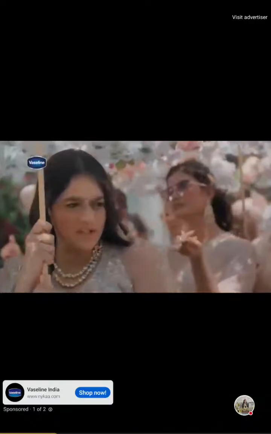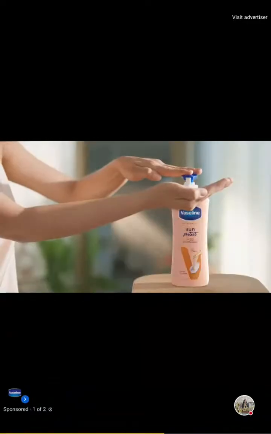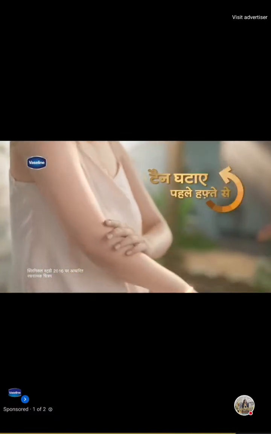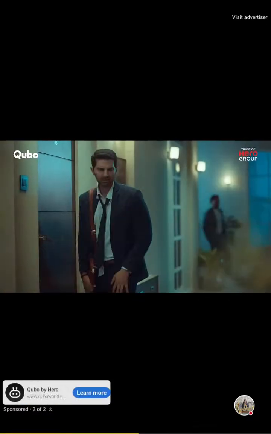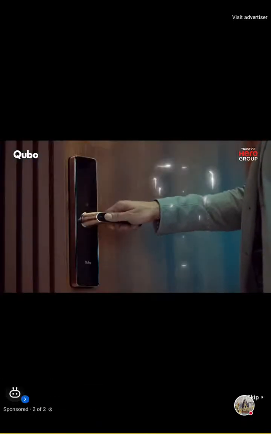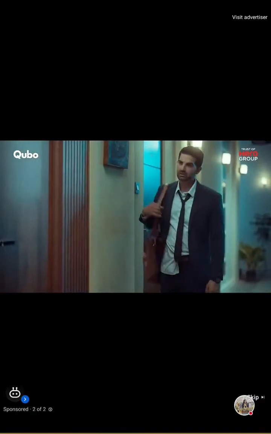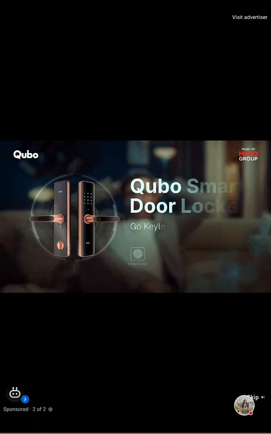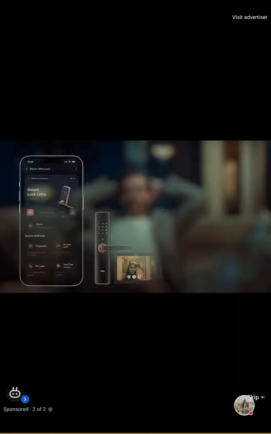चल लेट्स डांस. नो नो धूप से टैन हो जाएगा. चला भी जाएगा. वैसलीन हेल्दी ब्राइट. इसका SPF 30 और विटामिन C युक्त फॉर्मूला टैन घटाए पहले हफ्ते से और स्किन को दे ग्लो. इस समय टैन की छोड़ फिकर. Cure unlocked. Go smart door locks. Go keyless.